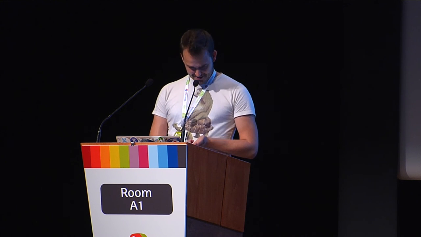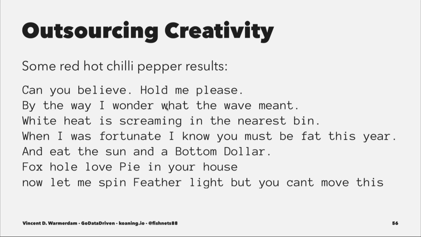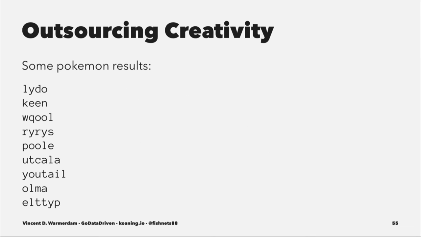Same thing for IKEA furniture. I don't know about you guys, but I would definitely like to have a Ripe couch or a Yerbs thing. So the reason why this happened was I was talking to my girlfriend about this problem over dinner, and she was obviously not super impressed. Really, Vincent, you're spending your time on this? Instead of making Pokemon names, how about you make IKEA furniture names? I was like, that's an excellent idea.